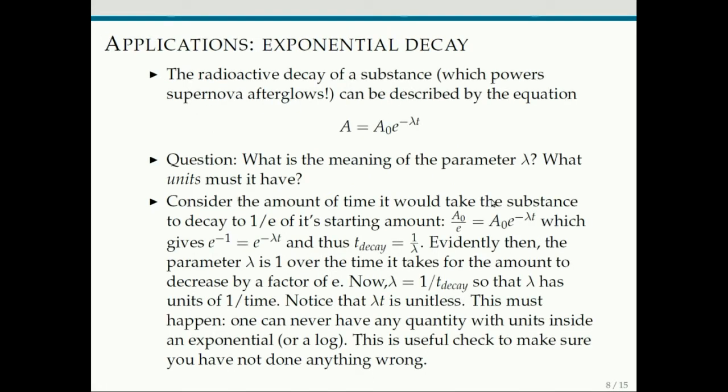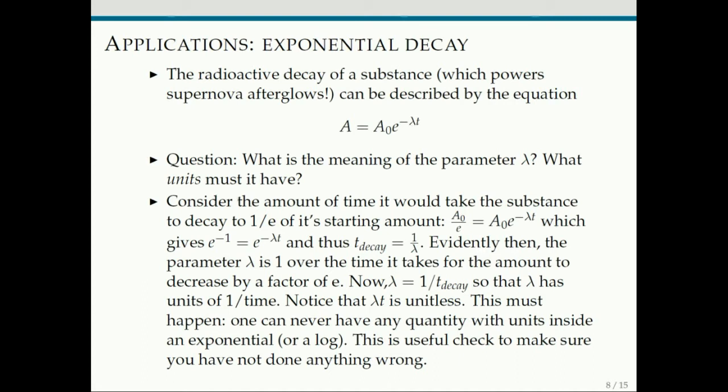Now, the radioactive decay of a substance is probably familiar to a lot of you. You've probably all heard about carbon dating and so on. And the equation that actually describes radioactive decay is given here. I should mention that it's actually radioactive decay which powers the afterglow of a supernova. Now, in this equation, A is the amount of matter you have at a certain time t, and A0 is the amount of matter you started with. But what is the meaning of this parameter lambda, and what units must it have?